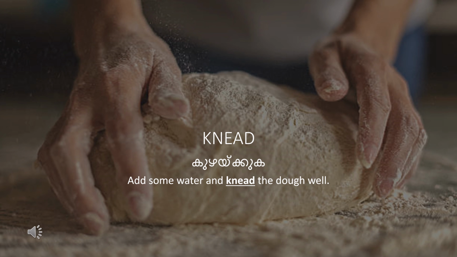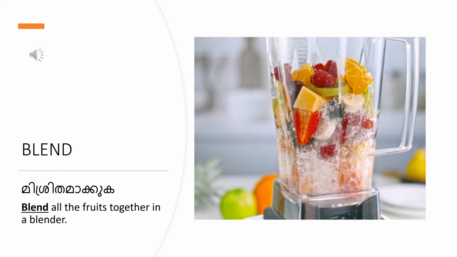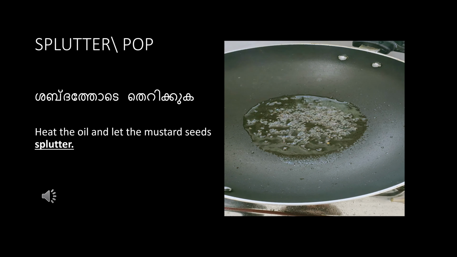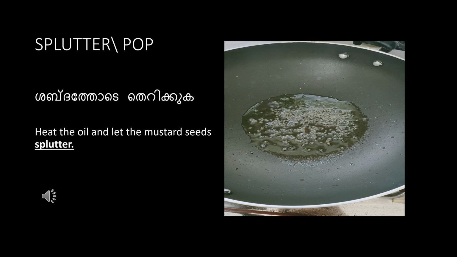Knead. Add some water and knead the dough well. Marinate. Marinate the fish for at least 2 hours. Blend. Blend all the fruits together in a blender. Splutter or pop. It means to make a series of short and sharp sounds. Heat the oil and let the mustard seeds splutter.